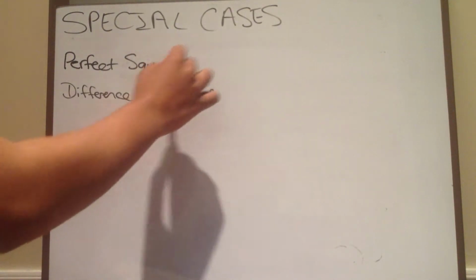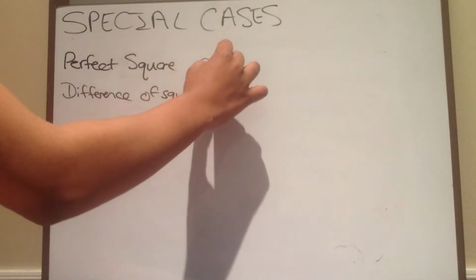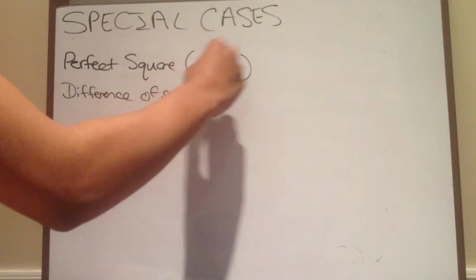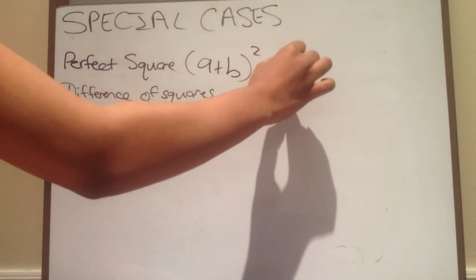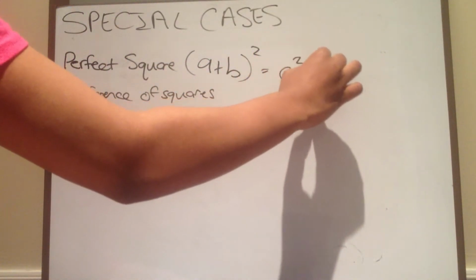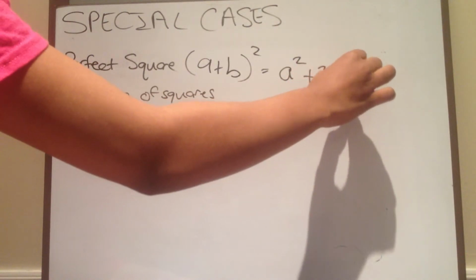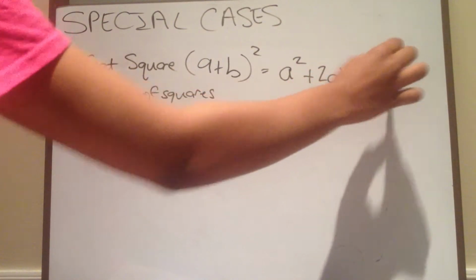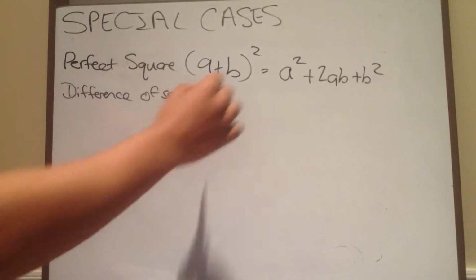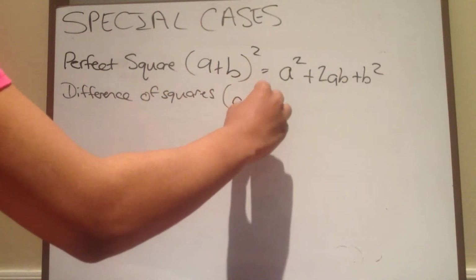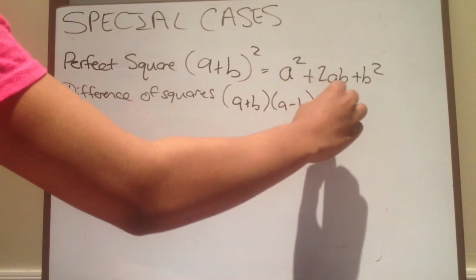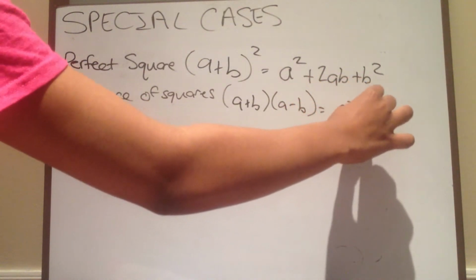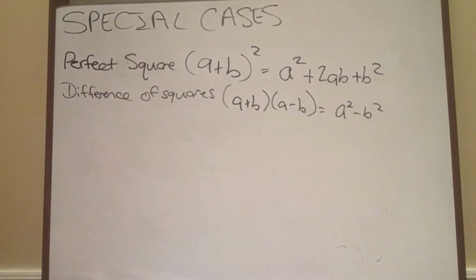So a shortcut for perfect squares is (a plus b) squared. That is how the end result should look, and this is equivalent to a squared plus 2ab plus b squared. And difference of squares is (a plus b)(a minus b), which is equal to a squared minus b squared. So let's begin with an example.